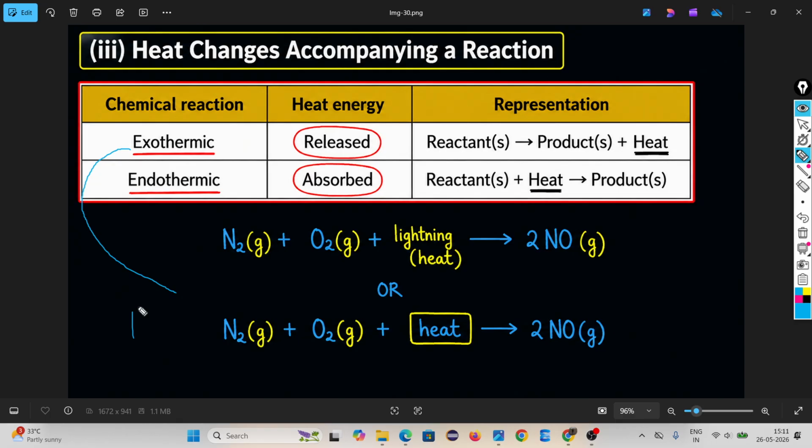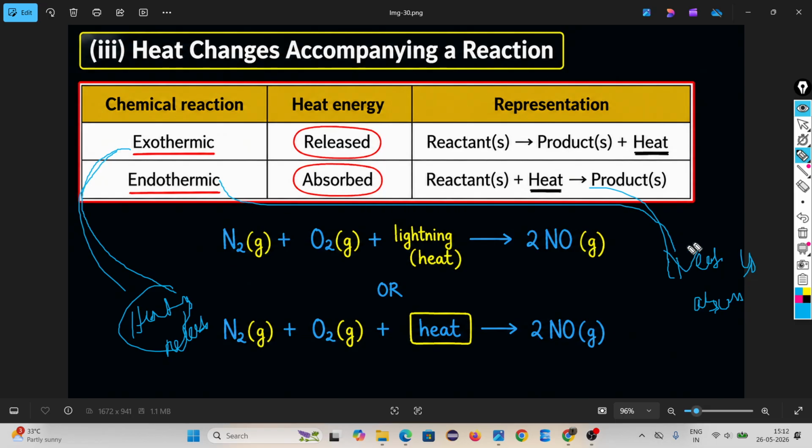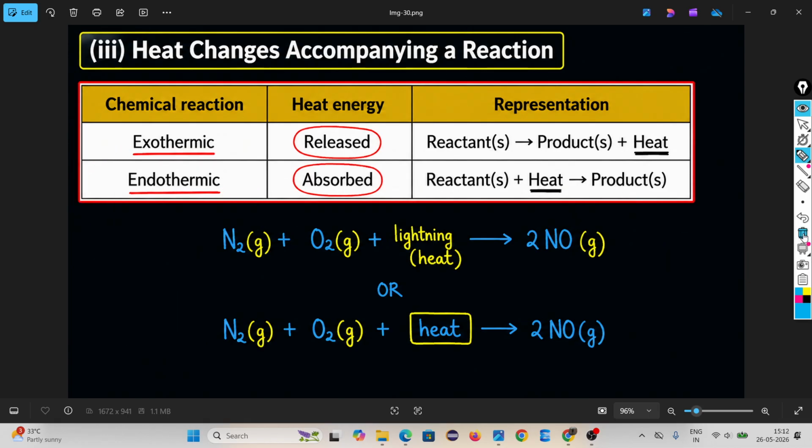Either heat is releasing, or heat is absorbing. If heat is releasing, that means exothermic. If heat is consuming, that is called endothermic. Okay. Then look, when heat is produced, how do we write it? When heat is consumed, how do we write it?